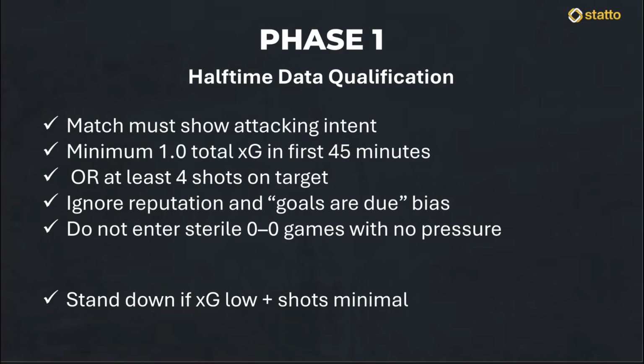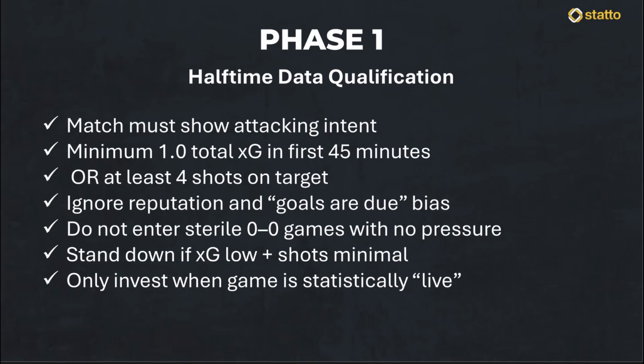How we approach this correctly is by demanding evidence of pressure. If the XG is low and the shots on target are non-existent, we simply stand down, no matter how famous the teams are. We only move forward if the game is live and producing meaningful chances. By ensuring the game is not sterile before we ever risk a penny of our capital, we align ourselves with the existing momentum of the match. This is the first gate of the SHOG system, and it ensures that we are only investing in games where the probability of a continuation is supported by the raw performance data.